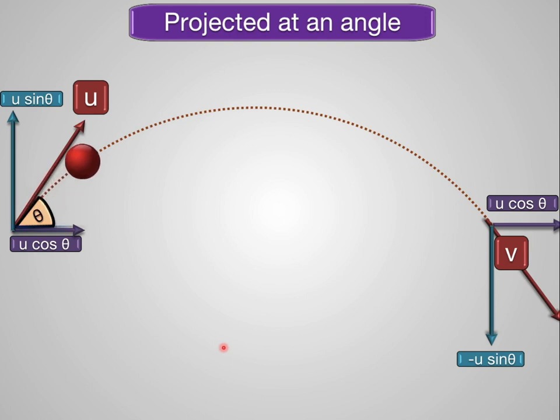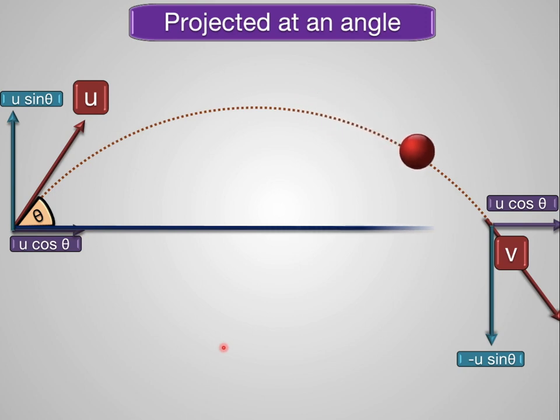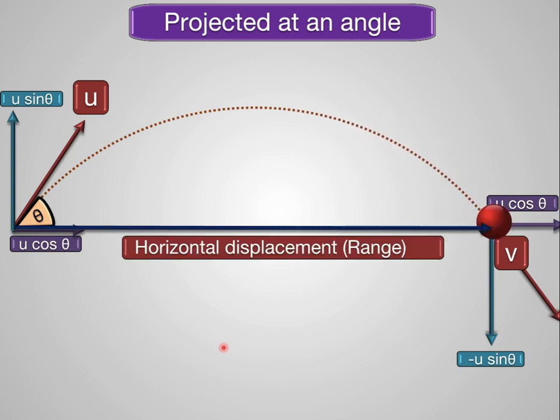You can see as the body moves to the other side, the horizontal displacement goes on increasing, and that horizontal displacement we call the range of the projectile. Now, what happens to the vertical displacement? The vertical displacement will go on increasing as the body goes up, and it becomes maximum at the maximum height. And again, it will decrease and become zero.